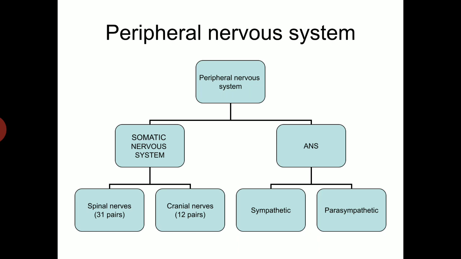Now peripheral nervous system, somatic and autonomic. There are two parts of this peripheral nervous system. The somatic nervous system is basically made up of spinal nerves. 31 pairs of spinal nerves are there. Cranial nerves, there are 12 pairs of cranial nerves. An autonomic nervous system is made up of sympathetic and parasympathetic nervous system.